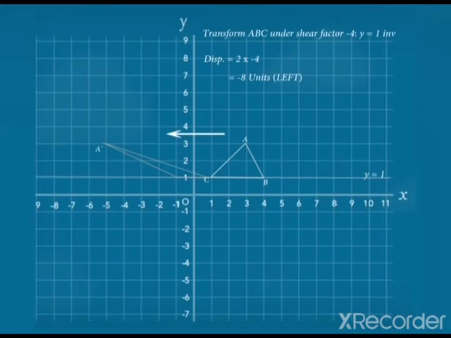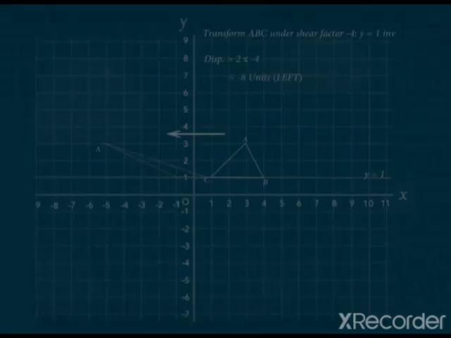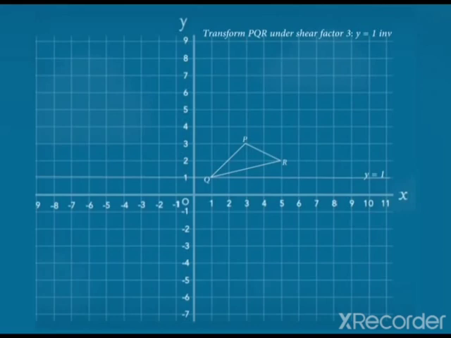What if only one point lies on the invariant line? We have triangle PQR undergoing a shear with a shear factor 3, y is equal to 1 invariant. Point Q lies on the invariant line, so it does not change. P and R will be displaced, but by how much? Let's start with P.